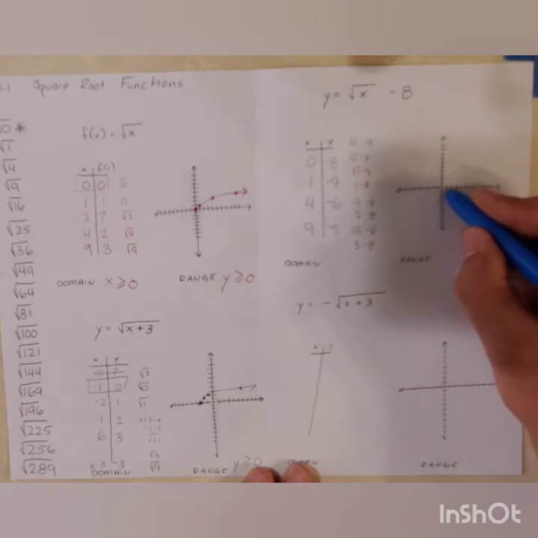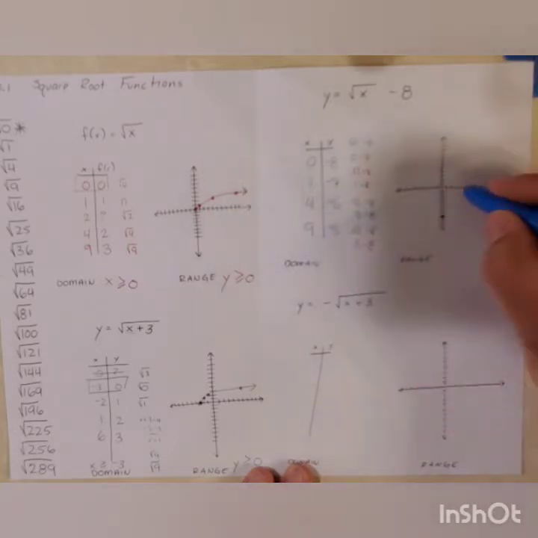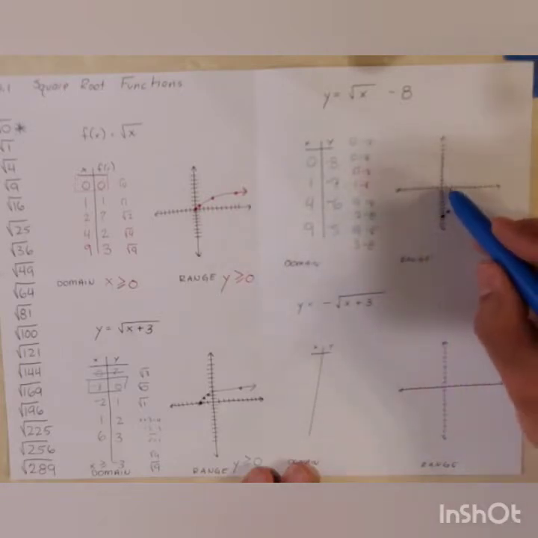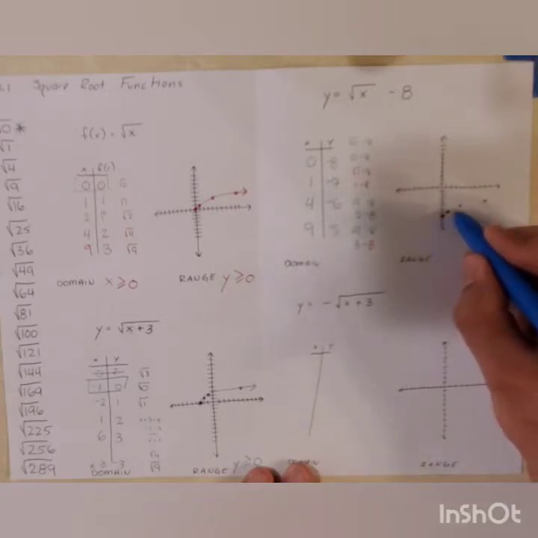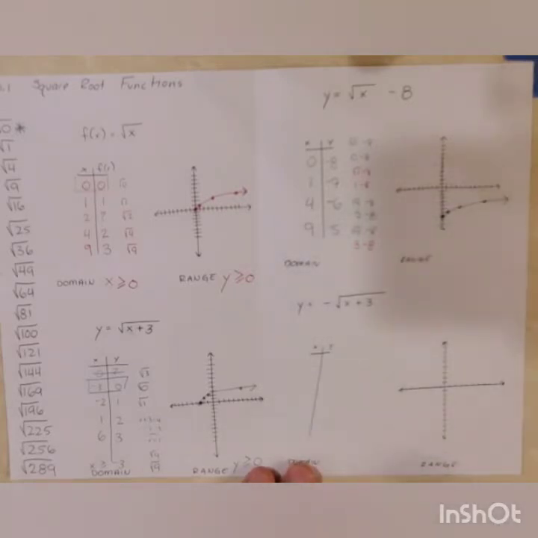I'm going to go all the way down. 0, 1, 2, 3, 4, 5, 6, 7, 8. 1, -7. 4, -6. And then this 9, -5. This is my graph. It goes up, up, up, up, and it's just going to go to the right forever and ever and ever.